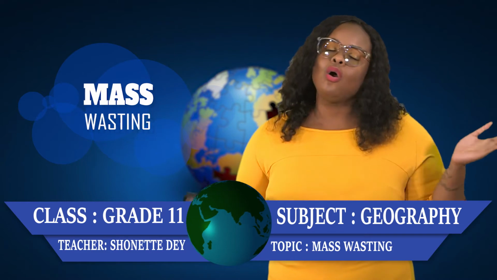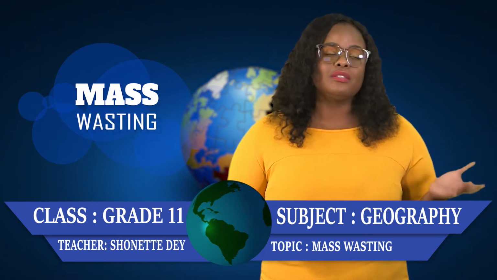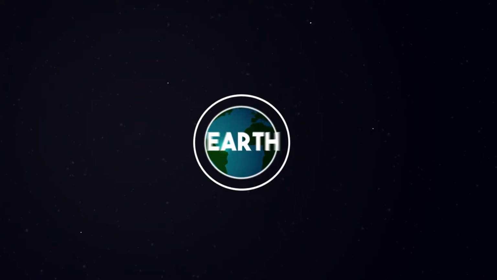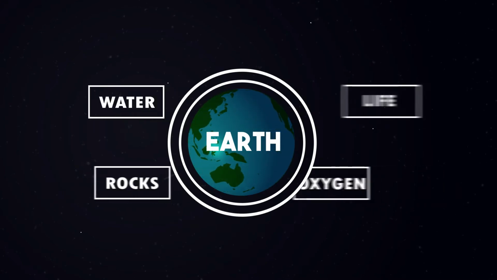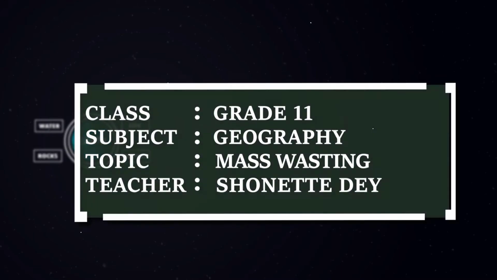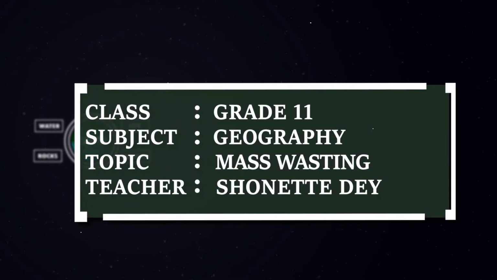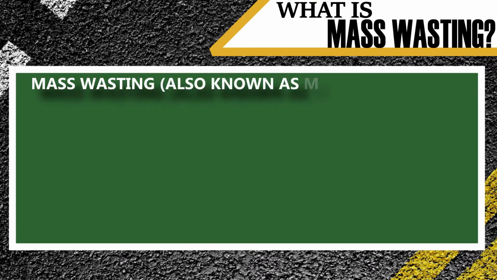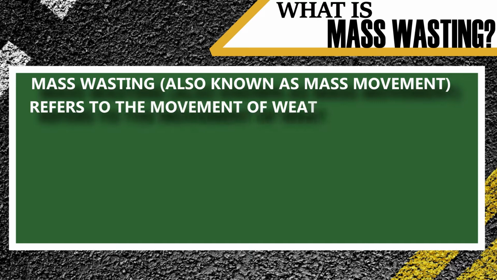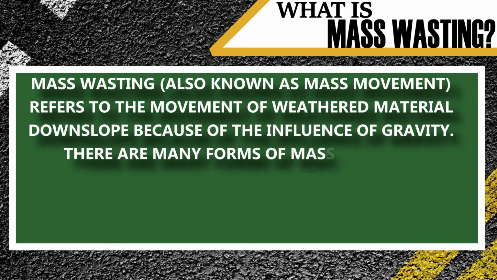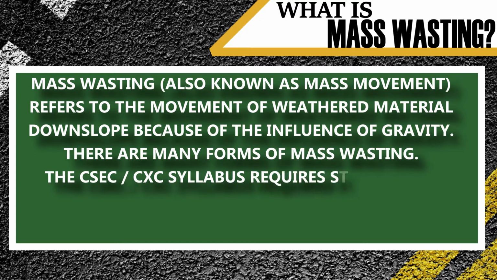Today's topic is mass wasting, also known as mass movement. What is mass wasting? This refers to the movement of weathered materials downslope because of the influence of gravity. Now there are many forms of mass wasting, and we're going to have a look at them.